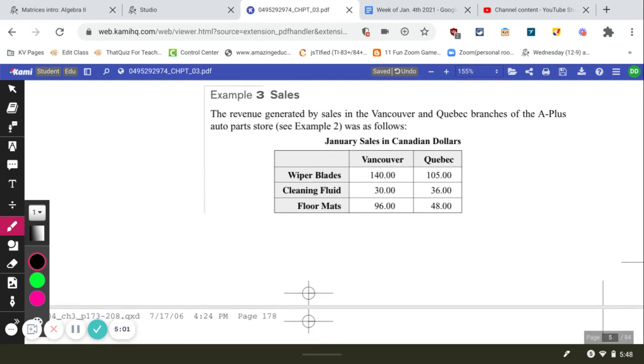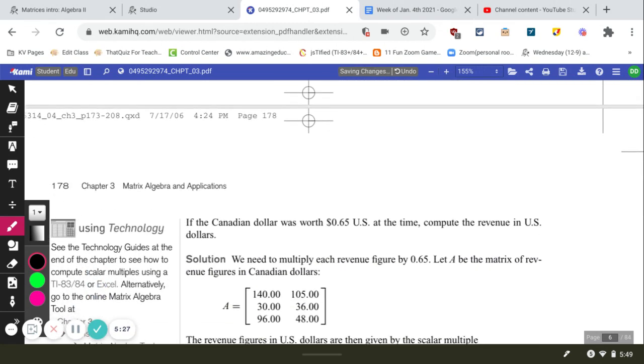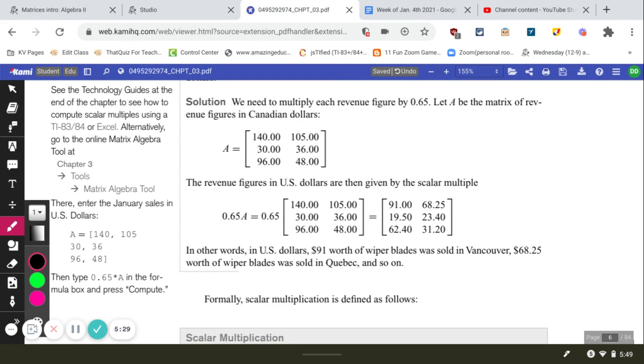All right, so let's look at example 3 here. The revenue generated by sales in the Vancouver and Quebec branches was as follows. This is how much money they had gained in the month of January. So wiper blades, Vancouver store gained $140. Washer fluid, they gained $30. And down here they have that represented in matrix form.